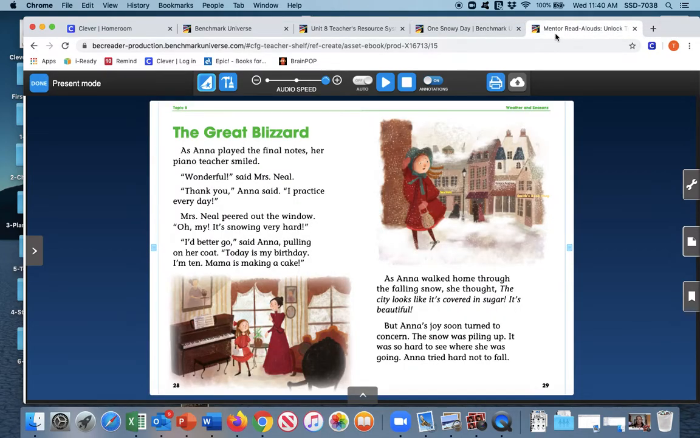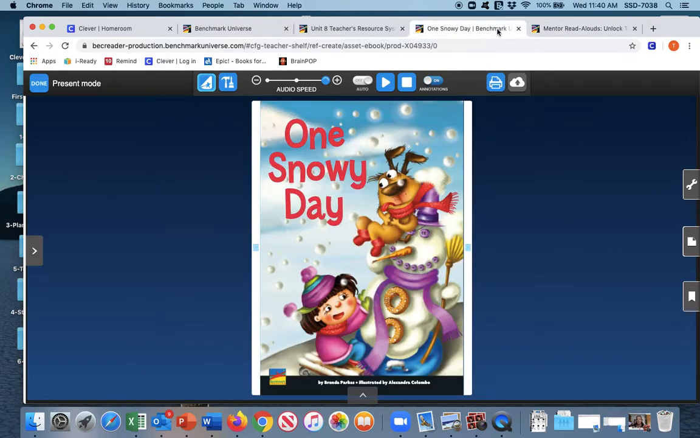So going back to this story of the Great Blizzard. First we have to look at both of the stories, and I am going to be modeling how we're going to compare them today. We think about the setting. We see that in the Great Blizzard, the story takes place in winter. And in One Snowy Day, we also see that it takes place in winter. So this is one way that the stories are the same. So we can write that on our chart, which I'm going to show you at the end. We're just going to go through and talk about all the ways that these stories are alike first. So let's think about some other ways that these stories might be alike.